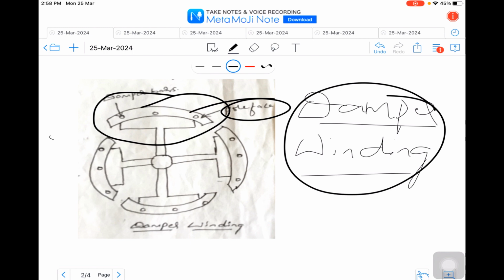There are a few other methods of reducing hunting, such as using a flywheel, or designing the synchronous machine with a suitable stiffness factor. Practically, damper windings are used to reduce hunting in synchronous machines. This is the best technique to reduce hunting.